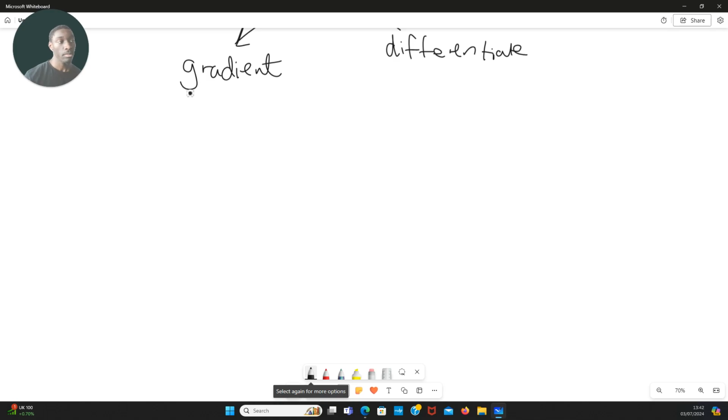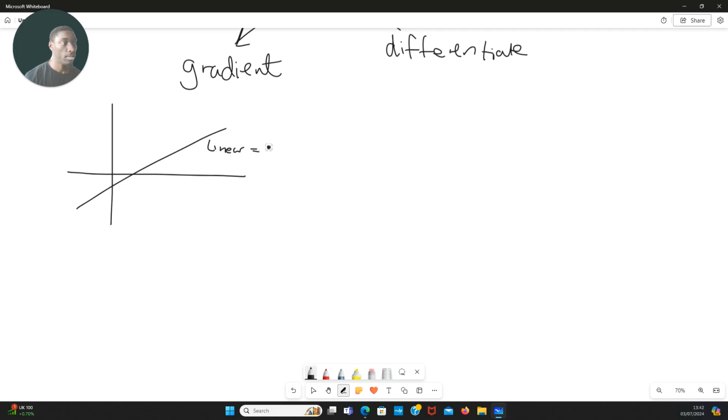So gradient, as you know, is whenever you want to work out a change in y over a change in x. When we first learned gradient, we first covered it with linear equations. So if this is a linear equation, I'm going to put the form, which is y equals mx plus c. Now, each of these letters has a meaning. M stands for the gradient.